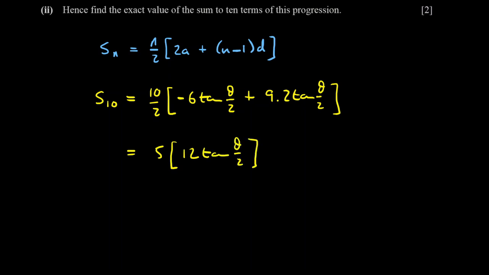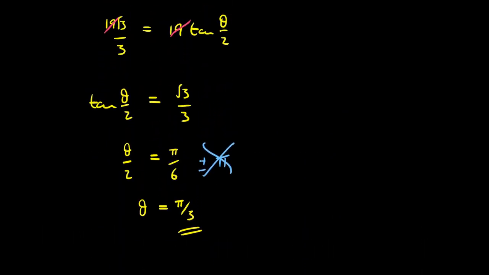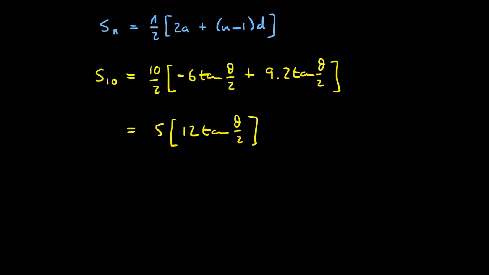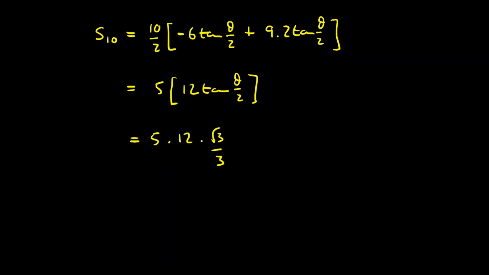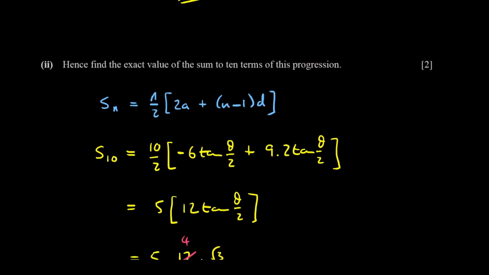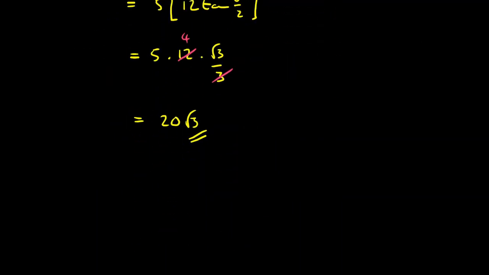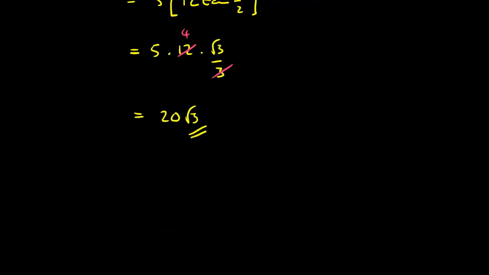In the previous part of the question, we saw that tan theta upon 2 was equal to root 3 upon 3. So we can replace our answer here with root 3 upon 3. We get 5 times 12 times root 3 upon 3. We can cancel by dividing top and bottom by 3, so that becomes 4. So we've got 5 times 4 times root 3, which is 20 root 3. We're asked to find the exact value, which means we need to use surds. So we have 20 root 3 as our answer.